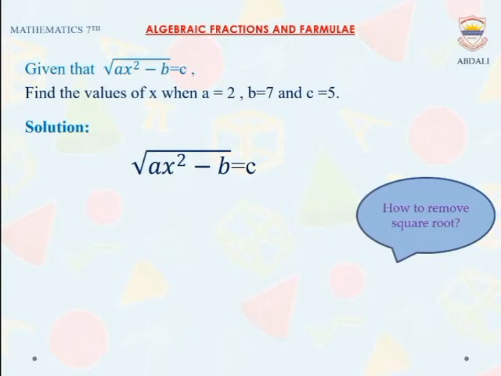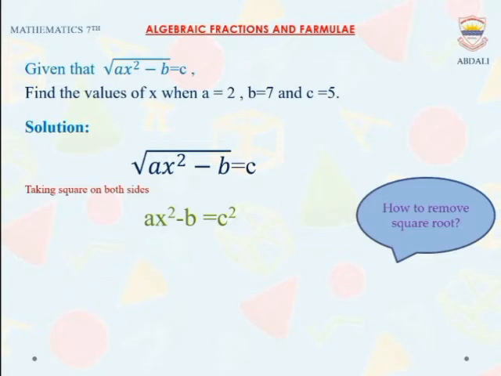To remove square we take square root, and to remove square root we take square. So here we have to remove the square root, so we will take square on both sides of the equation, and when we take the square on the left hand side, the square root will be removed and it will be ax square minus b. And when we take the square on the right hand side, it becomes c square. Okay, so now class, you know how to remove the square root and how to separate the square root value.